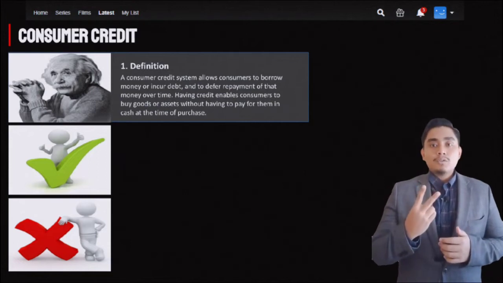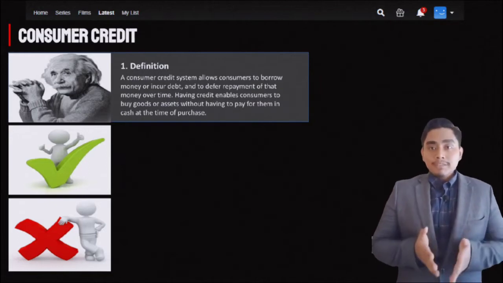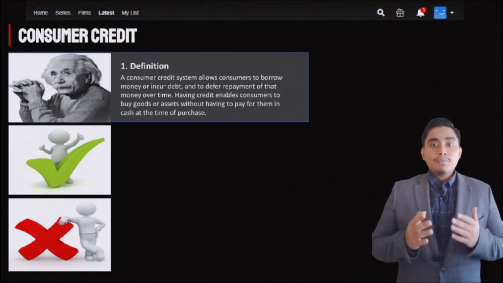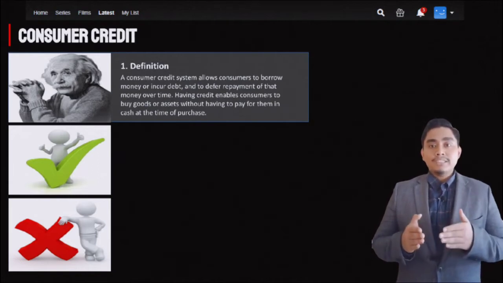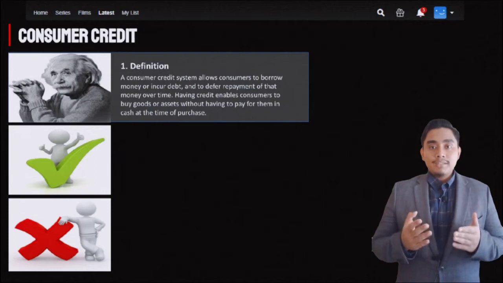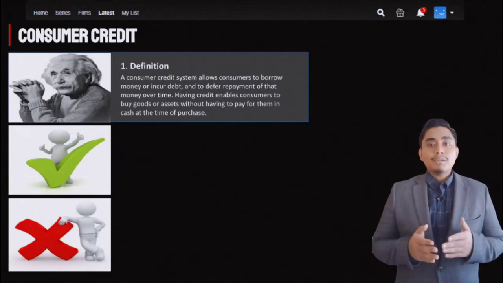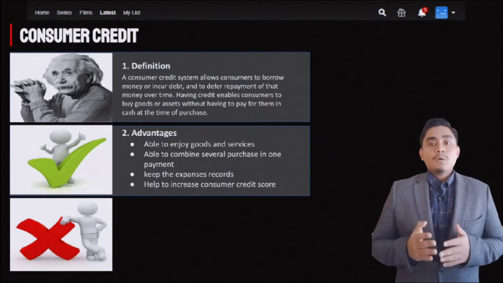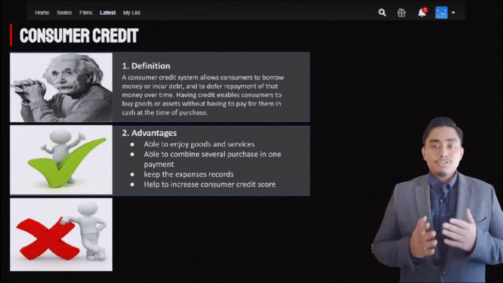There are two types of consumer credit. The first one is revolving credit and the next type is installment credit. Revolving credit is where the person is approved for a specific amount of credit and can use it whenever he or she needs it, as with a credit card. For installment credit, the person pays a specific number of payments of a fixed amount until the loan is paid off.